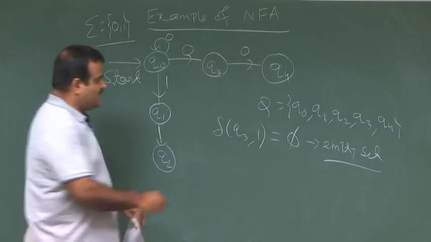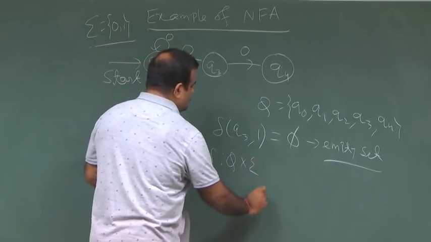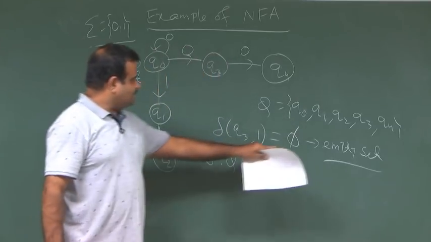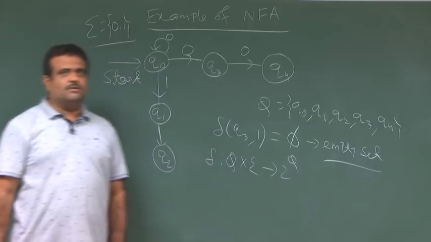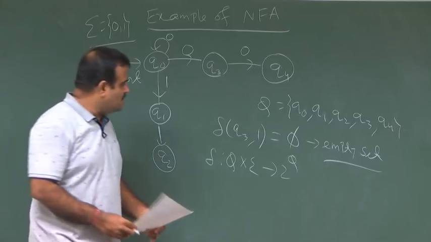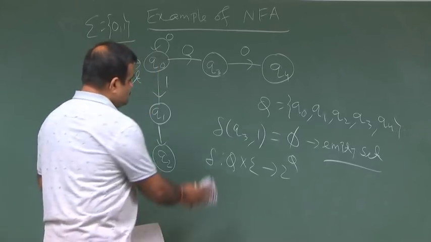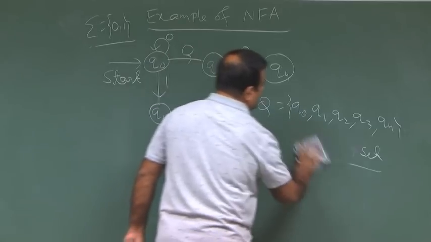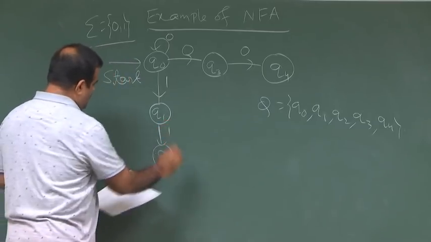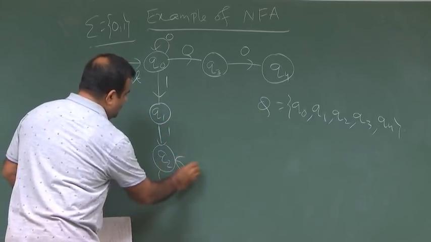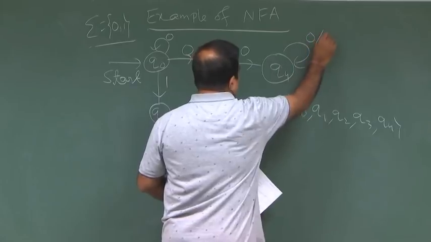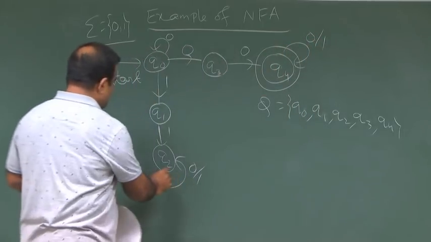This is possible, because delta is a function from Q cross sigma to 2 to the power Q, and phi is also a member of 2 to the power Q. Phi is the empty set, 2 to the power Q is the power set, the set of all possible subsets, and phi is also a subset. So, it is possible to have no move. Let me complete this. Now this is 1, and here also if we have 0 or 1, and we can define some states as final states.